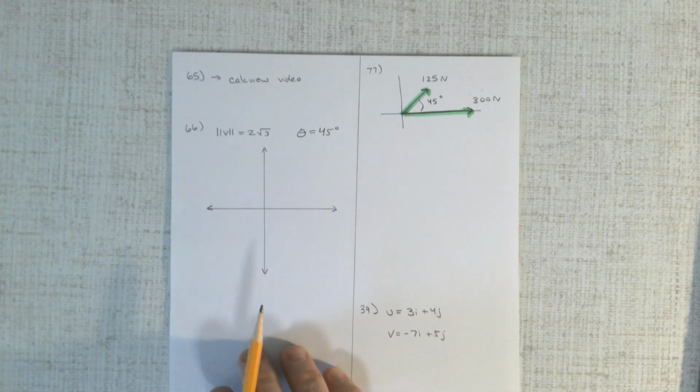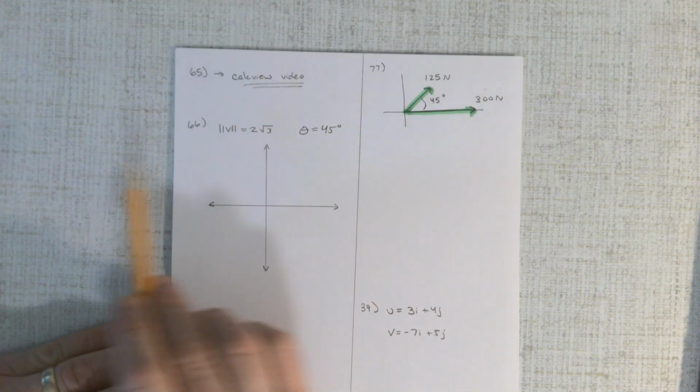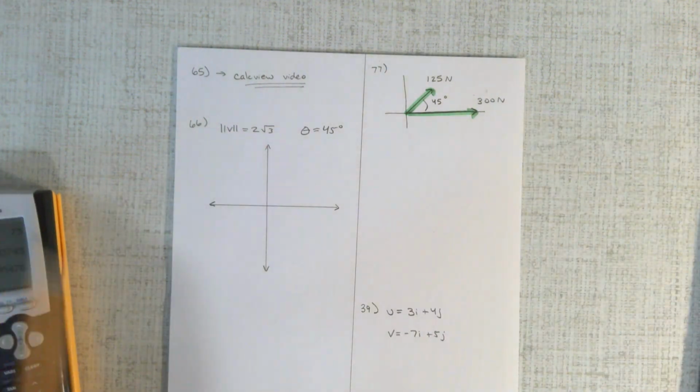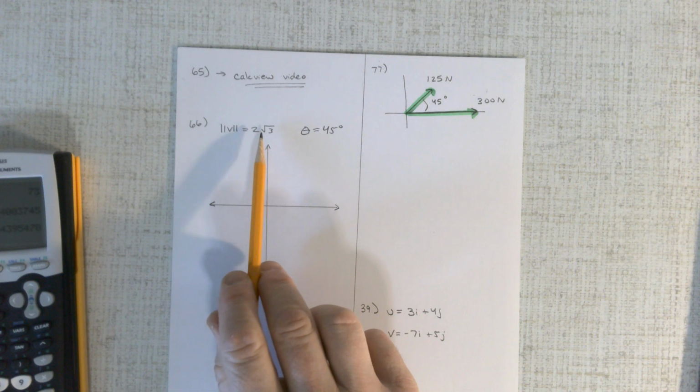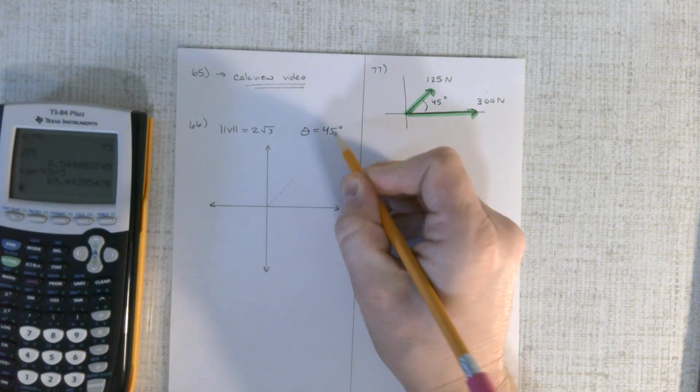Alright, some other problems you're going to run into. Problem 65. You can use CalcView. There's a great video for this. The guy explains it the same way I'm going to do number 66. On 66, they give you the magnitude of a vector and the angle. Well, the angle is easy, right? The angle is this 45.